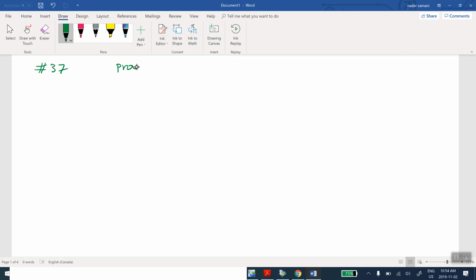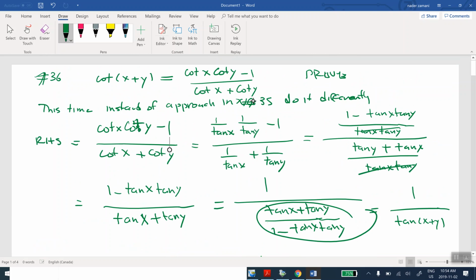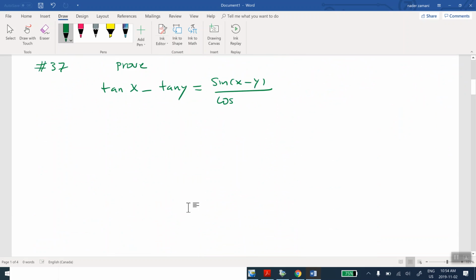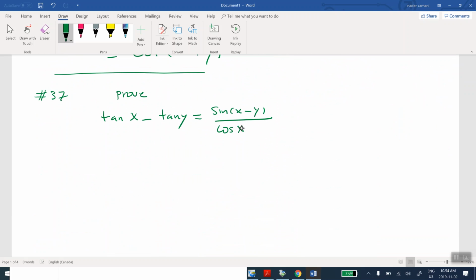Okay, number 37. Prove tan x minus tan y equals sine of x minus y over cosine x cosine y. So I'm going to start with the right-hand side and work my way to the left side. That's sine of x minus y divided by cos x cos y.